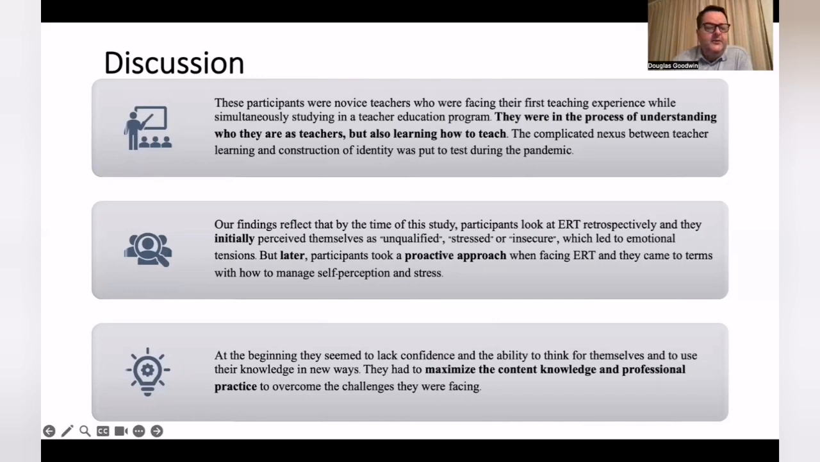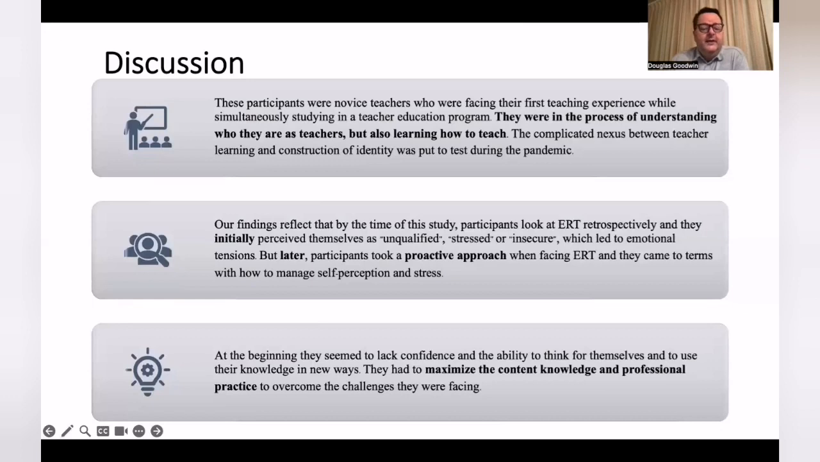And they were in the process of understanding who they were as teachers, but also learning how to teach. I mean, the pandemic, let's be honest, it changed us all, some for better, some for worse, but our identities were constantly being challenged and evolving, and our BA students were no exception.